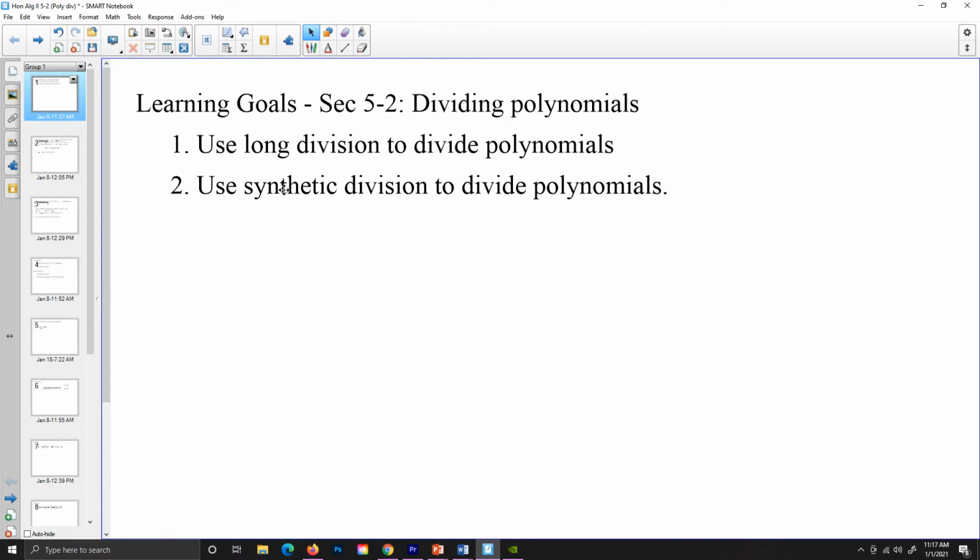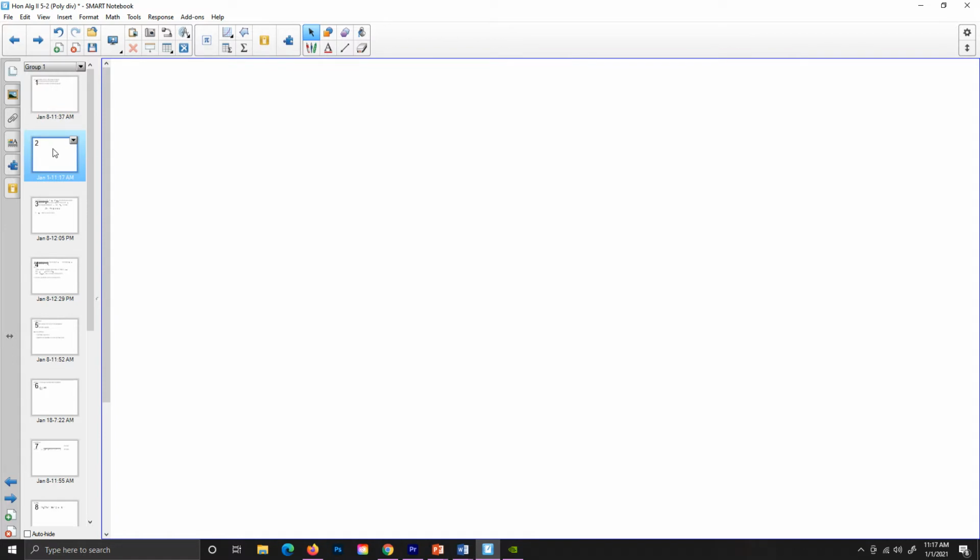Today, we have two learning goals. We're going to use long division to divide polynomials, and we are going to use synthetic division to divide polynomials. But before we get to that, let's go back to third grade when we all learned how to do division, and let's talk about the parts of a division.